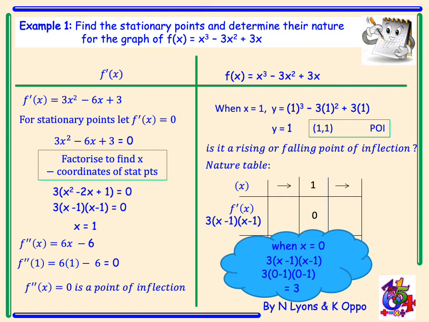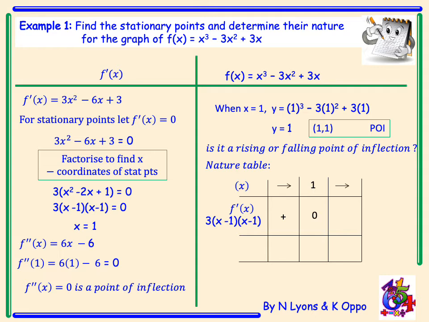So when x is 0, sub that into the derivative, 3 times (x minus 1)(x minus 1). So that gives me 3 times (0 minus 1) times (0 minus 1). So minus 1 times minus 1 is 1, times 3 is 3. And that's positive. I don't really need to know the value, I just want to know, is it positive or is it negative? So it's positive, and I can put that into the nature table.